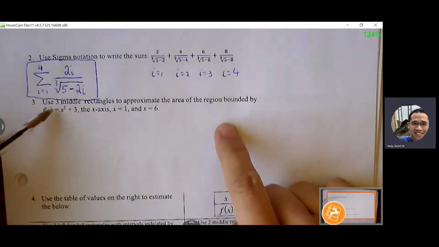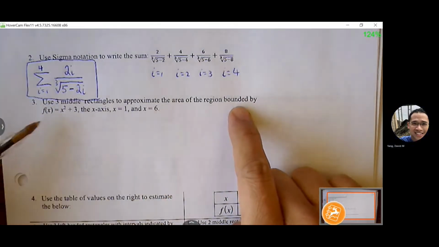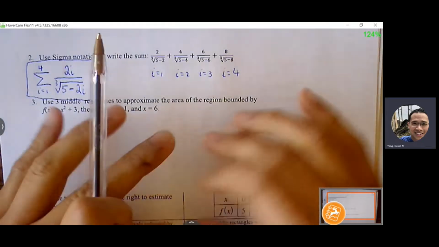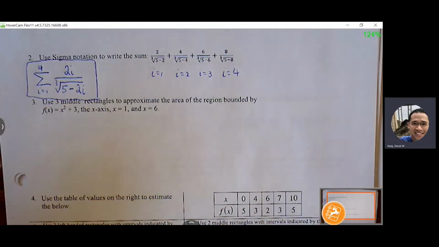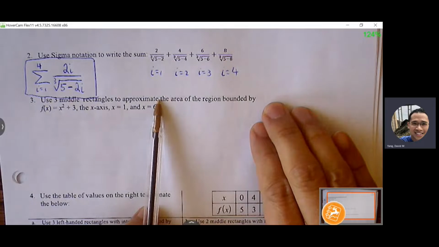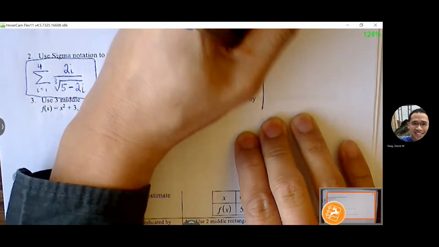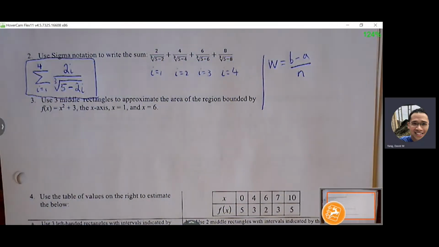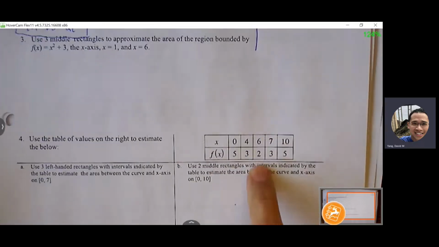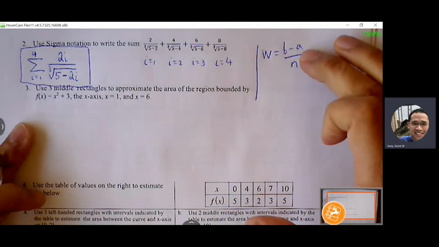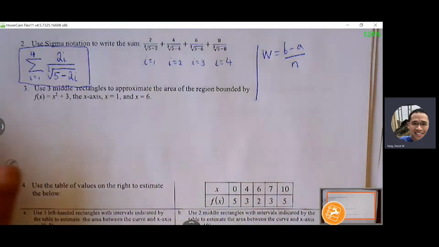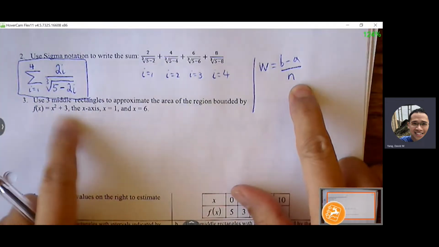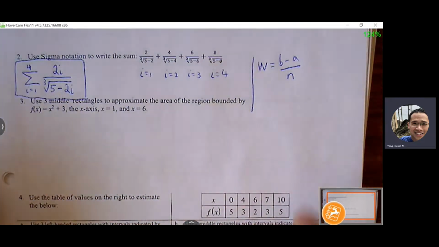Number 3 says use 3 middle rectangles to approximate the area bounded by the function, the x-axis, x equals 1 and x equals 6. Now here, there's no table of values and no indication as to the width. So this is where we build the width on our own. This is where we have to involve (b minus a) over n. If there's no indication as to what the width is, then you use (b minus a) over n. But if you see a table of values, you're not going to use this. The practice on that last worksheet, you know how to find the width, the intervals, the heights. But here, it's basically a blank slate. We have to create the width on our own.